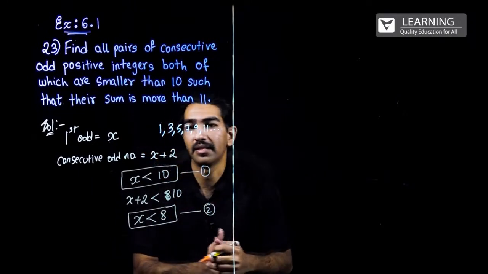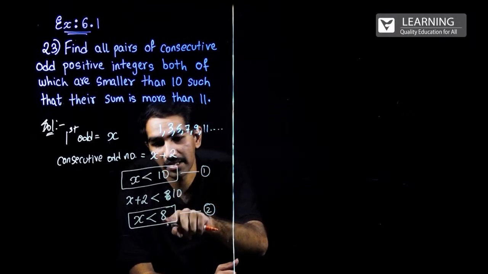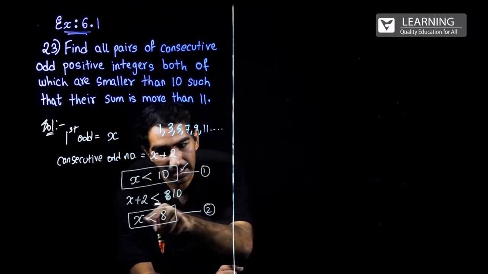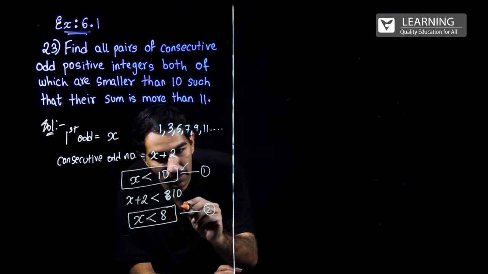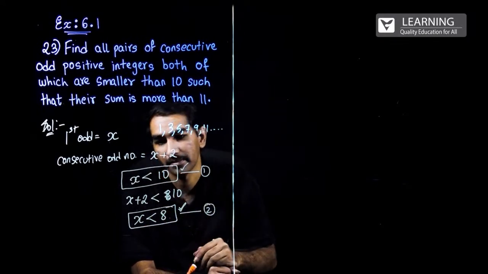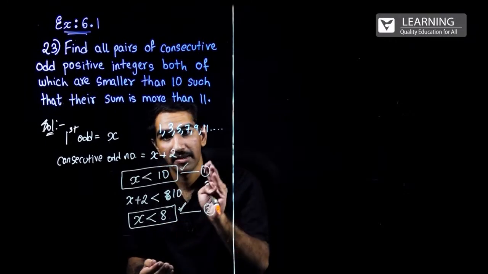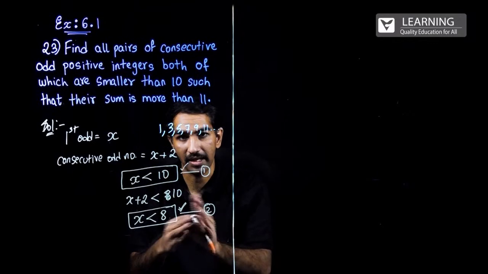So which one should we consider here? Lesser than 10 or lesser than 8? X is lesser than 10, fine. But here we are getting x is also lesser than 8. So this one should be considered, double tick. Now we got an idea. What is the range of x? X is lesser than 8.